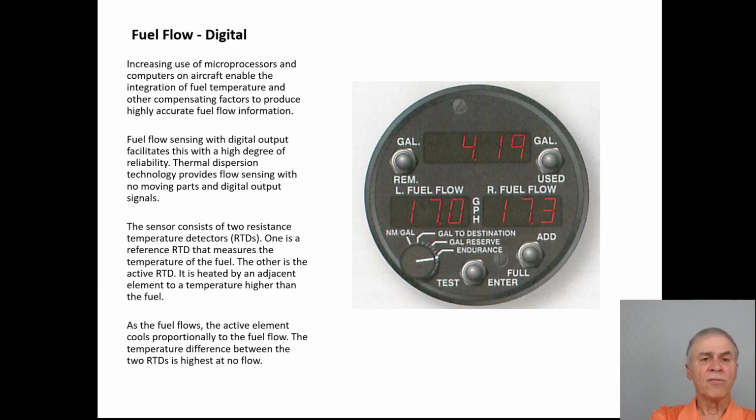The sensor consists of two resistance temperature detectors. One is a reference RTD that measures the temperature of the fuel. The other is an active RTD. It is heated by an adjacent element to a temperature higher than the fuel. As the fuel flows, the active element cools proportionately to the fuel flow. The temperature difference between the two RTDs is highest at no flow.